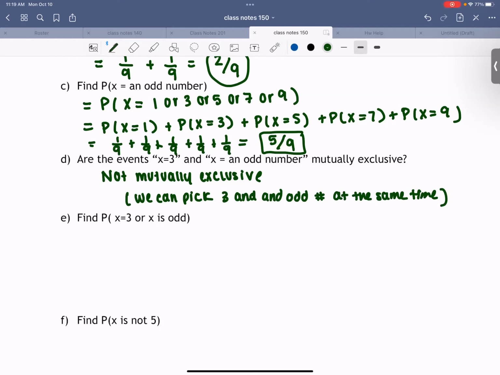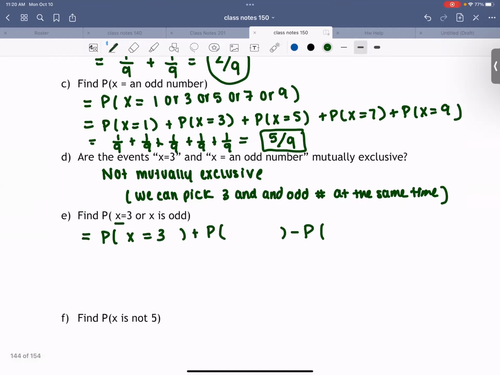So let's do part E. We want to find the probability that x is 3 or x is odd. We're using formula 1 now. Can someone explain how we can write this out in terms of the formula? So it'd be P of something plus P of something minus P of something. You're almost there. Any guesses?